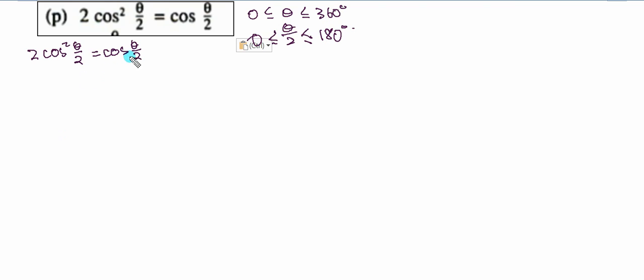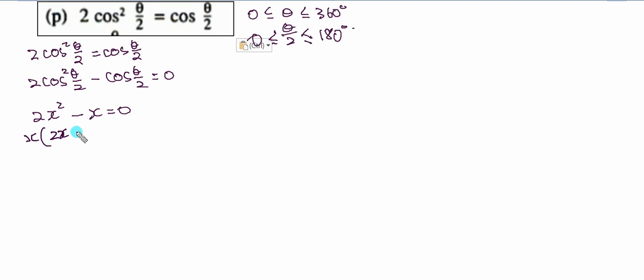Okay, now how do you do this? This one you bring over to the left hand side, so it's 2 cosine square theta over 2 minus cosine theta over 2. Okay, now how do you recognize this? For example, cosine theta over 2 is x, so basically it's 2x squared minus x. Okay, how do you factorize this? Very simple, take out the x. So it's x times 2x minus 1, if x is cosine theta over 2.